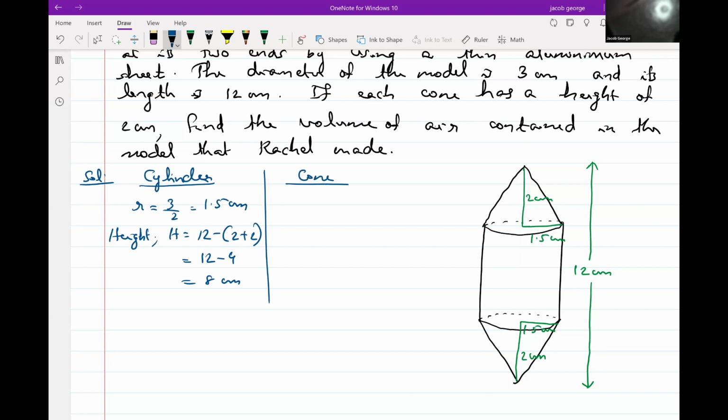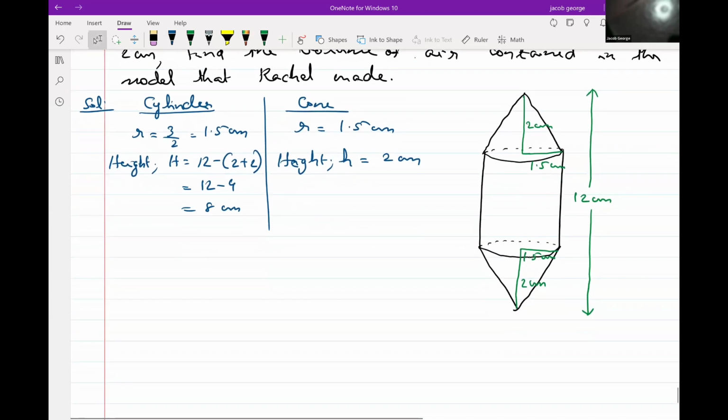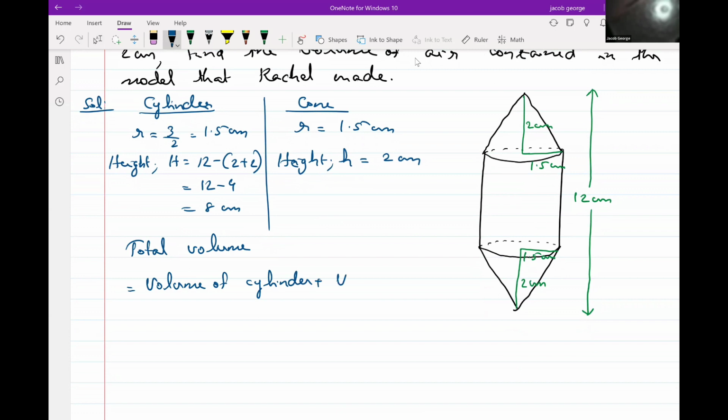Next, cone. Radius is same, 1.5 centimeters. Height h is 2 centimeters. Then we write total volume. Total volume is equal to volume of cylinder plus volume of two cones.